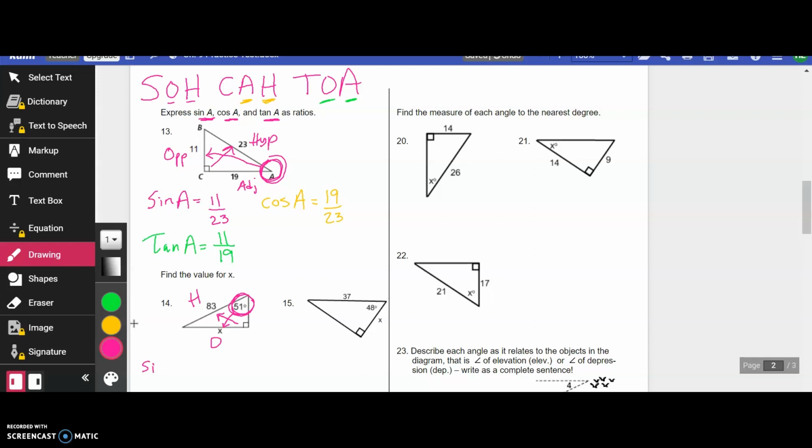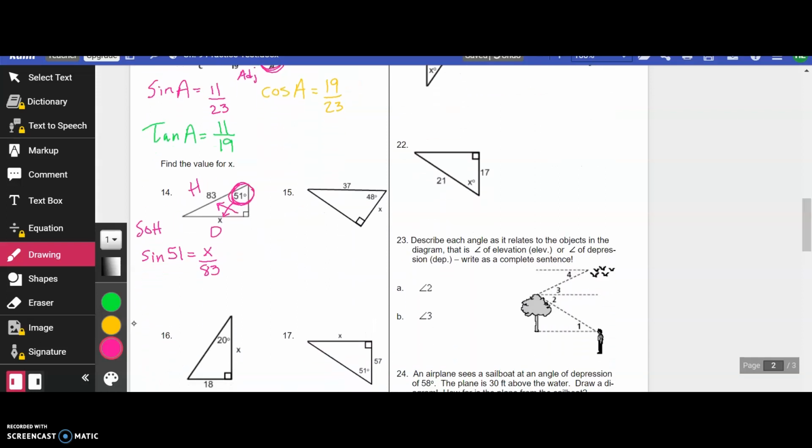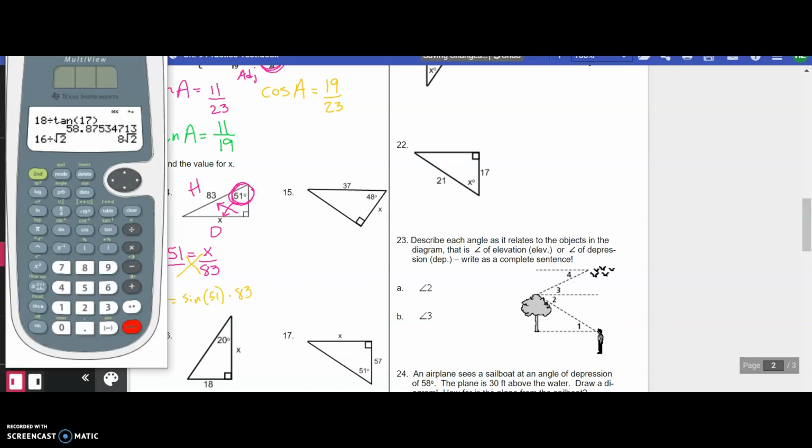All right, so I'm going to write sine, and then 51 is the angle, and then sine is SOH. So I want the O to be on the top, so the X goes on the top, and the 83 goes on the bottom. And now I just cross multiply. So I make this into a proportion over 1. And now I cross multiply. So 1 times x is x. And now this is what I type in on my calculator. Type in sine 51 times 83. Okay, so sine 51, close the parentheses, and then times 83.